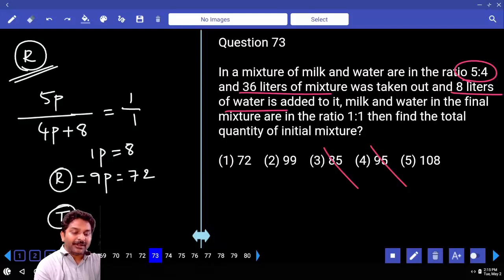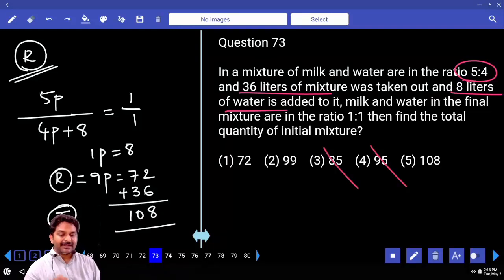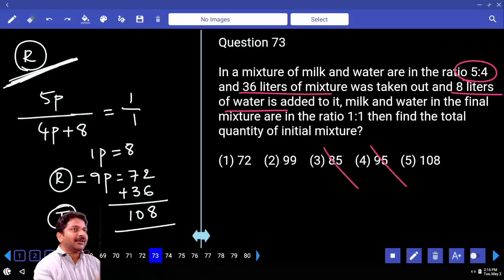To get the total quantity, we have to add the quantity which was taken out. From the container, already 36 liters is taken out and the remaining quantity is 9 parts, right? Then to get the total quantity, do we have to add 36? How much is that? 108 liters. Be careful, I started with the remaining quantity only.